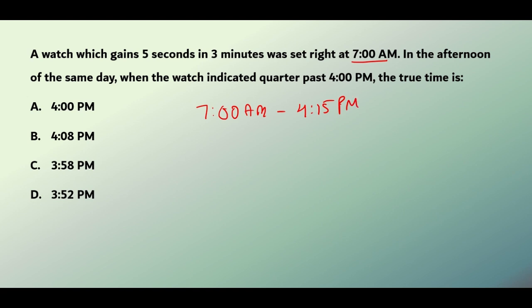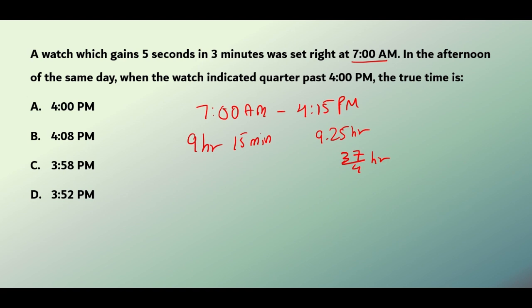Now 7 to 8, 9, 10, 11, 12, and then till 4 will be 1, 2, 3, 4. So that will be 9 hours and 15 minutes. So according to the watch, 9 hours and 15 minutes was the time which has elapsed. So this can be written as 9.25 hours, which in the fraction form will be 9 and 1 by 4, which is 37 by 4 hours.